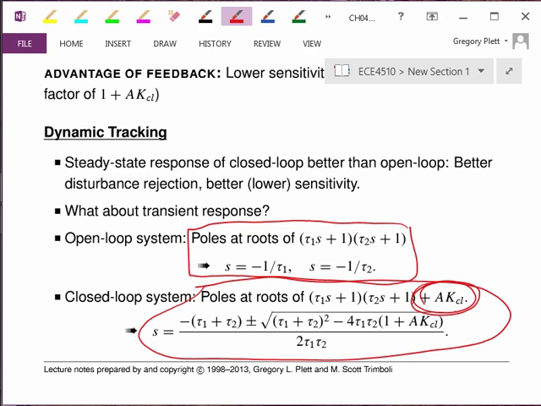But the big picture here is that the poles are at different places. They are not at the minus 1 over tau 1 or minus 1 over tau 2. And the only way that they would be is if A times KCL was equal to 0, which is maybe easier to see here. If that was equal to 0, then my denominator terms would be exactly the same. But you can also go through the math of the quadratic equation and see if that is 0, then that can be solved. And the roots are at minus 1 over tau 1 and minus 1 over tau 2.